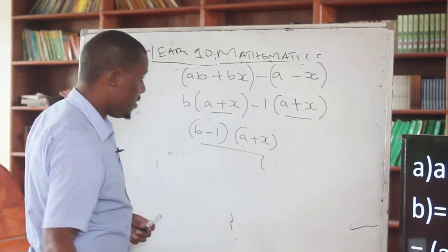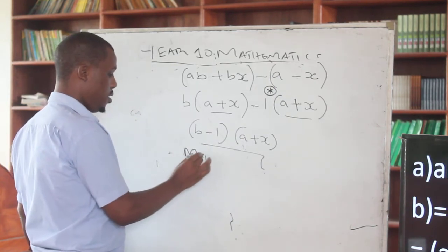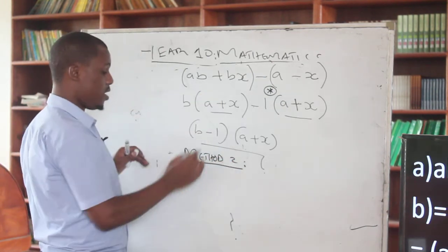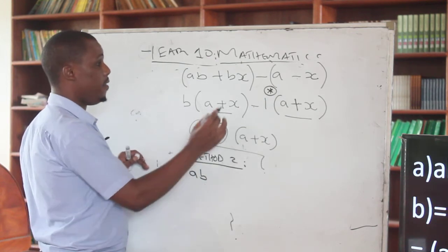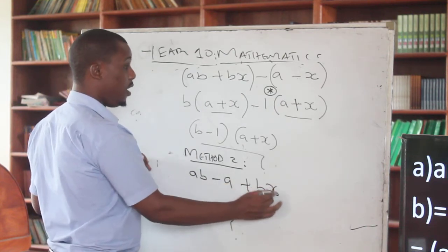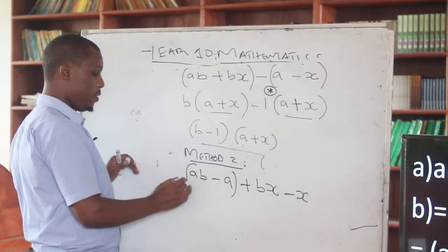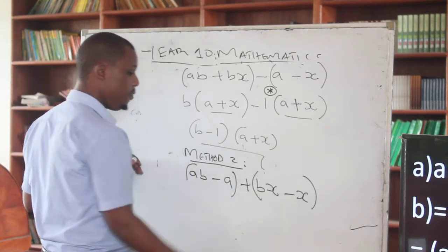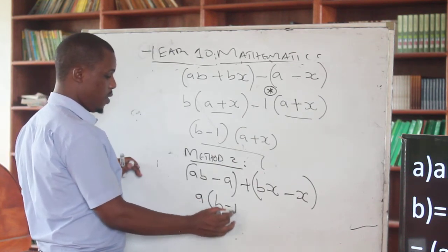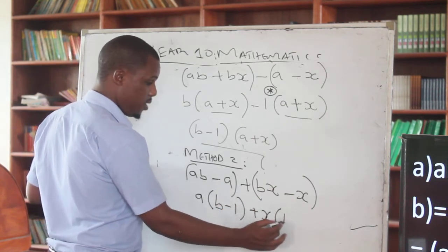So if this point here brings you trouble, you can rearrange in method 2. So in this method 2, the same question, you rearrange, and when you are rearranging, you make sure that you start with ab, then bring here minus a, then come plus bx, then minus x. So you can see at the end of the day, if you try to group them into groups, you have this group here, and then you have this group here. In this case, the common factor is a, and then here is b, so minus 1. Then plus, you have x here, then you have b, and then you have minus.